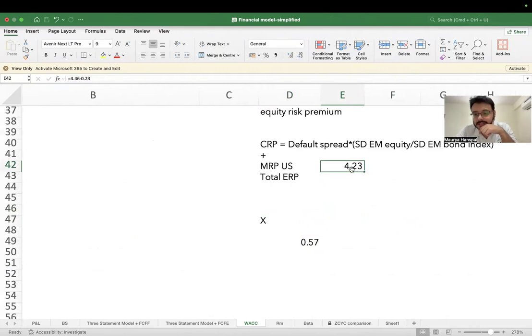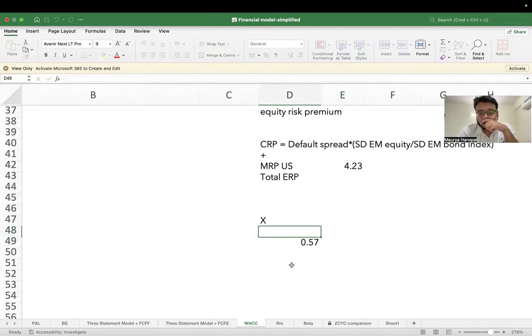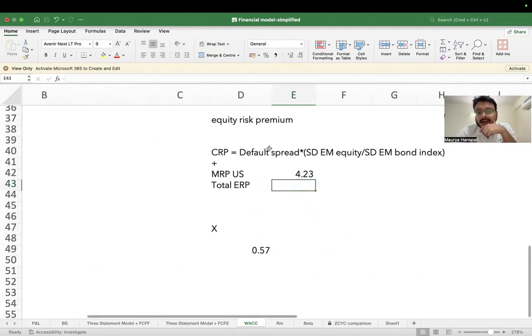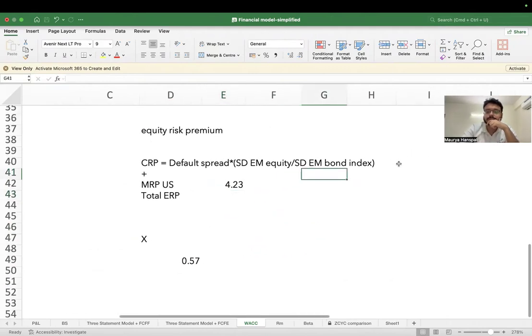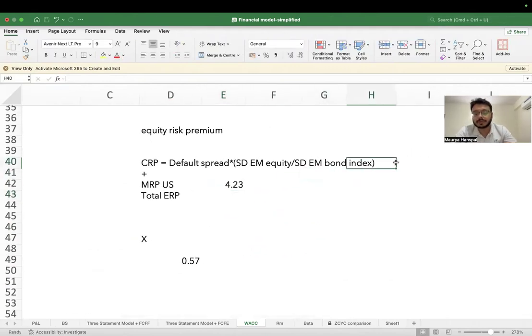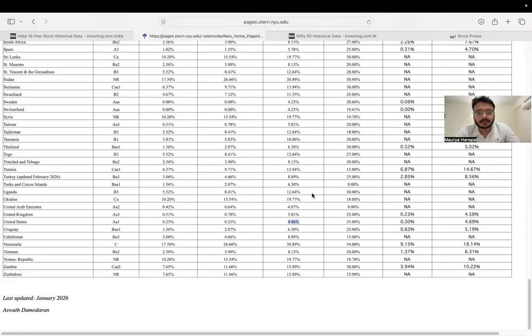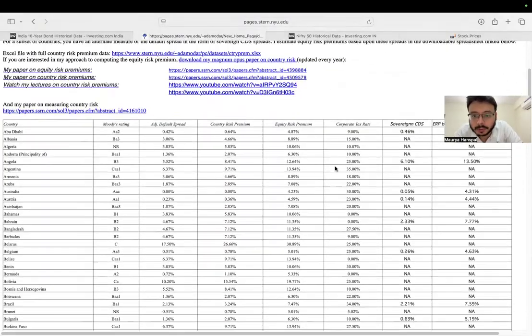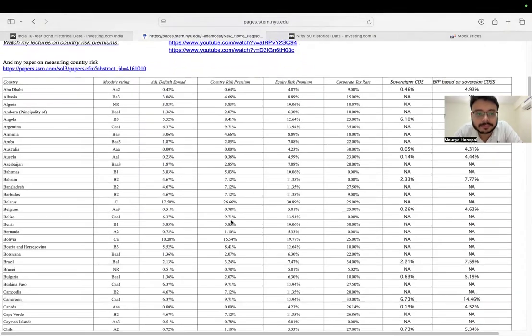Market risk premium for US is always the equity risk premium for US minus the default spread. Correct? That is done. And the ERP for India. And what is the country risk premium for India? I can simply get it from this file because here you have this option also to calculate the country risk premium.